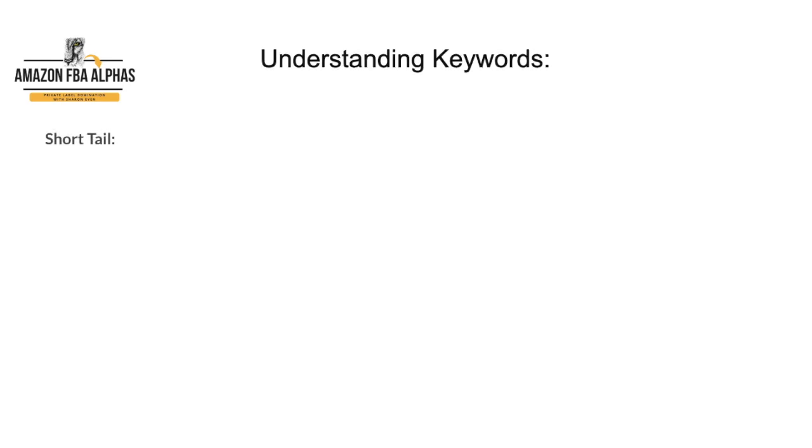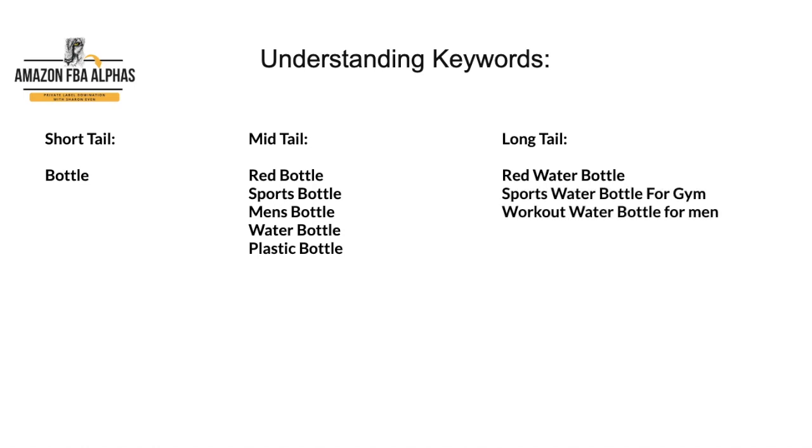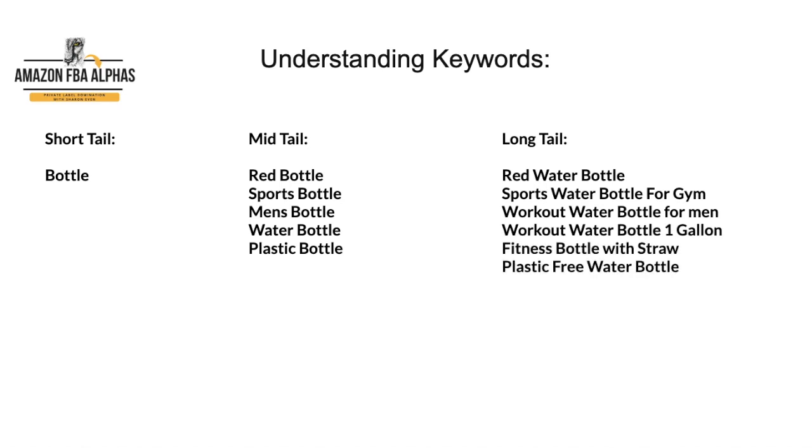Understanding keywords. So, I feel like a lot of people have no idea what the difference between short tail, mid tail, and long tail is. So I want to give an example. So let's pretend that we're going to be selling a bottle, some sort of bottle. The short tail or the main keyword would be bottle. The mid tail would be red bottle, sports bottle, men's bottle, water bottle, plastic bottle. The longer tail would be red water bottle, sports water bottle for gym, workout water bottle for men, workout water bottle 1 gallon, fitness bottle with straw, plastic free water bottle. So I hope you guys sort of understand.